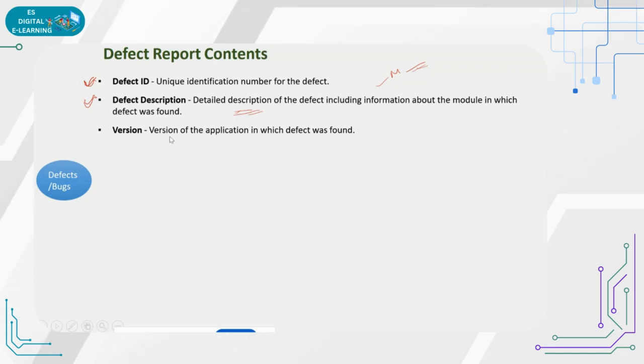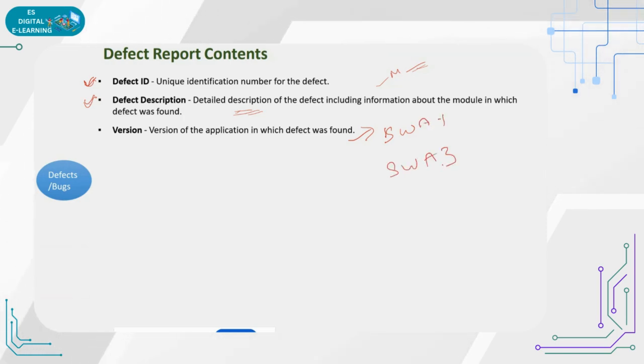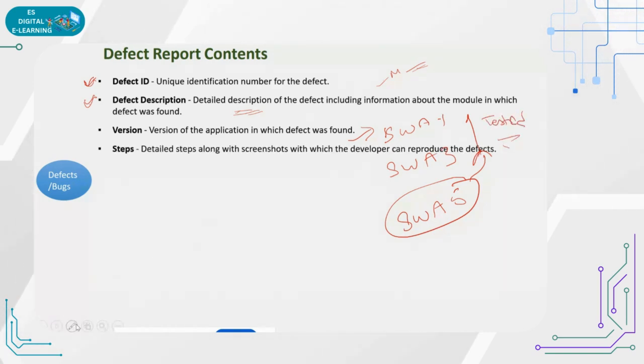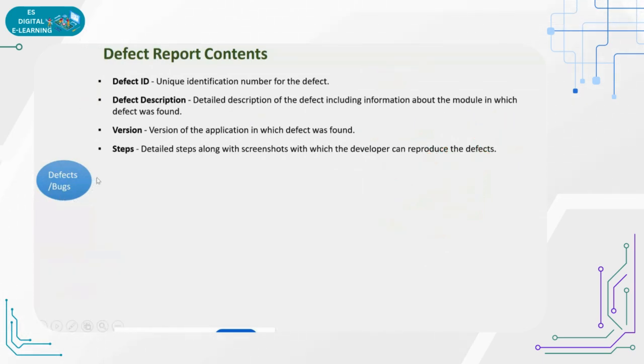Next is version. Whenever you are testing software, the first time you will get software A1, next time software A3, next time software A5. So you need to understand which software version you tested and where you identified the defect. And steps, yes, detailed information is required. Whenever you are testing and identify a defect, you need to mention at what step you identified it, whether the fourth step or the fifth step, in the defect report.